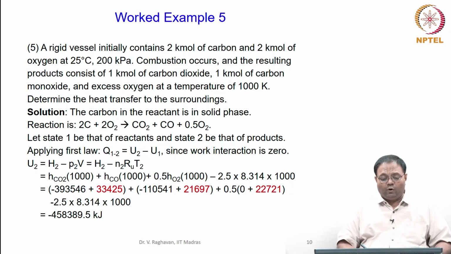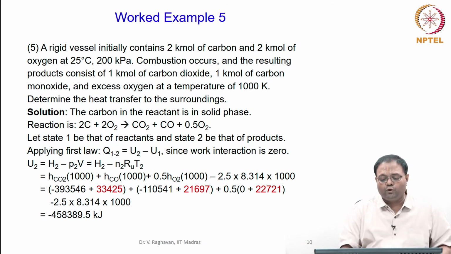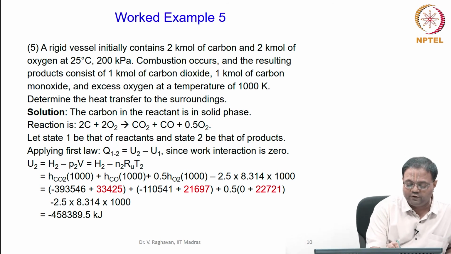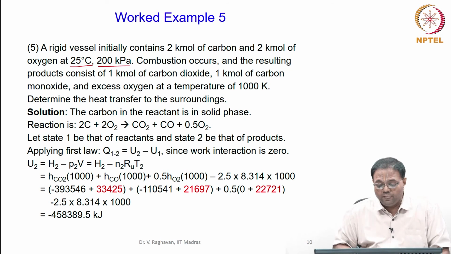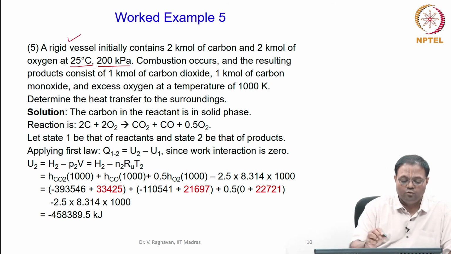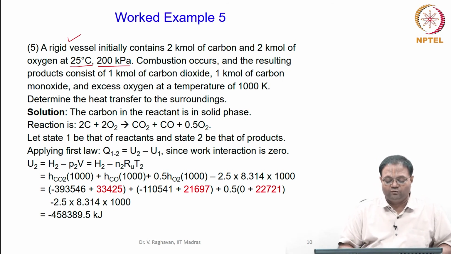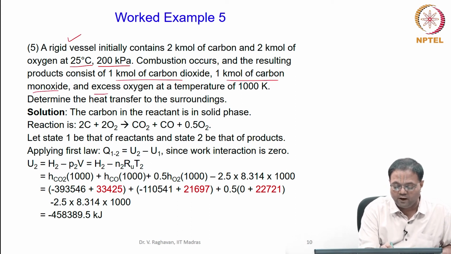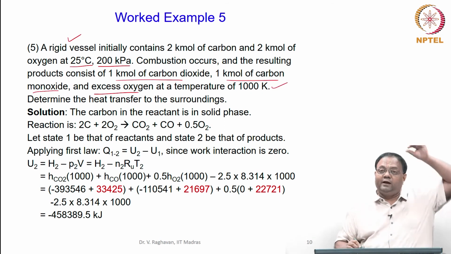Now, worked example 5. A rigid vessel initially contains 2 kilomole of carbon and 2 kilomole of oxygen at 25 degrees and 200 kilopascals. Combustion occurs; it is a rigid vessel, so the vessel will not have any volume change. So, combustion occurs at constant volume, and the resulting products consist of 1 kilomole of carbon dioxide, 1 kilomole of carbon monoxide and excess oxygen, and the products are at a temperature of 1000 Kelvin. What is the heat transfer to the surroundings?